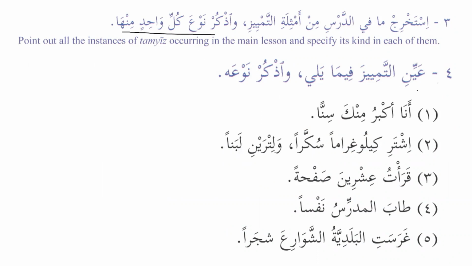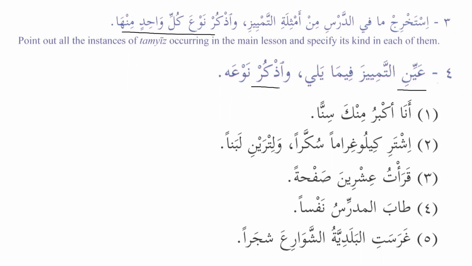Now, question number 4 is عين التمييز فيما يلي. Now we have to specify the tamyiz in the following sentences, واذكر نوعه, and we have to mention its type. Like what type is this? أنا أكبر منك سنا. I am bigger than you in age. All right, so is this a dhat, or is this, as we have seen, a nisbah?